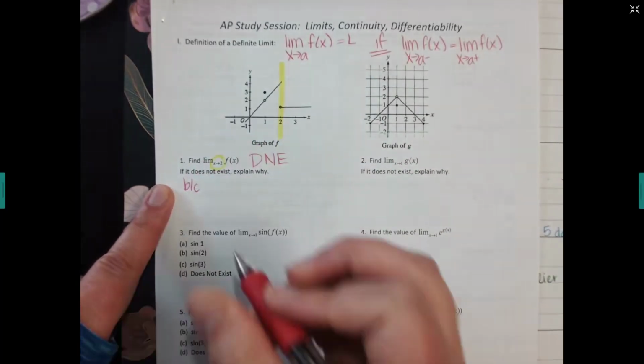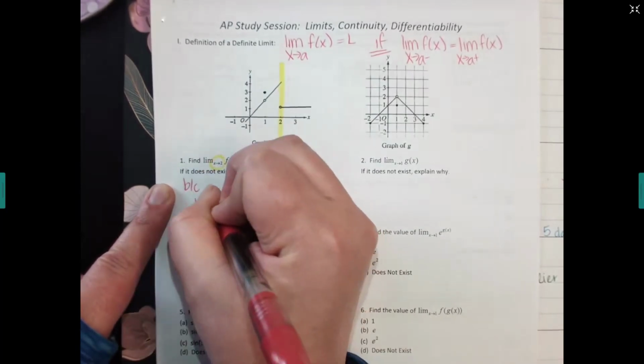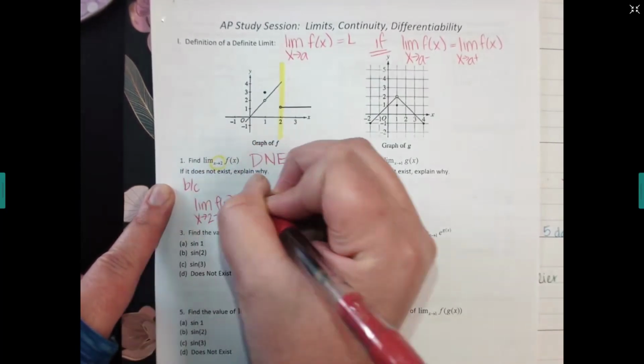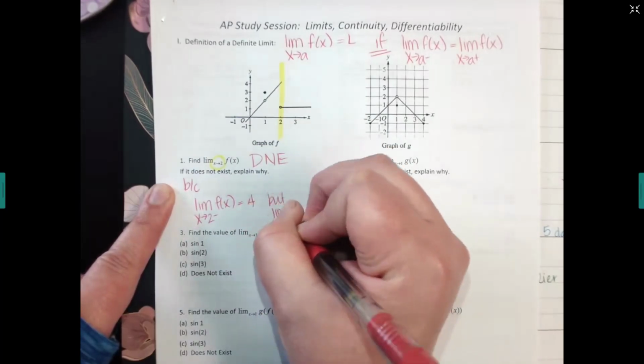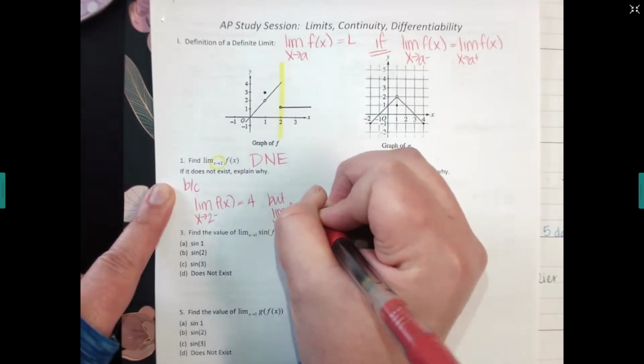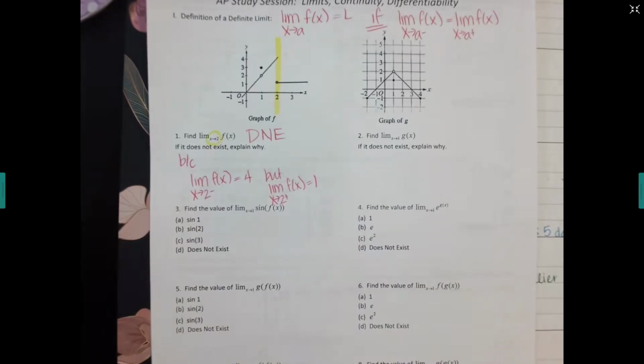because the limit as x approaches 2 from the left is 4, but the limit as x approaches 2 from the right is 1. Okay, remember, as far as the AP test goes, you can't just say they're not the same. You have to say what each side does equal. Okay.